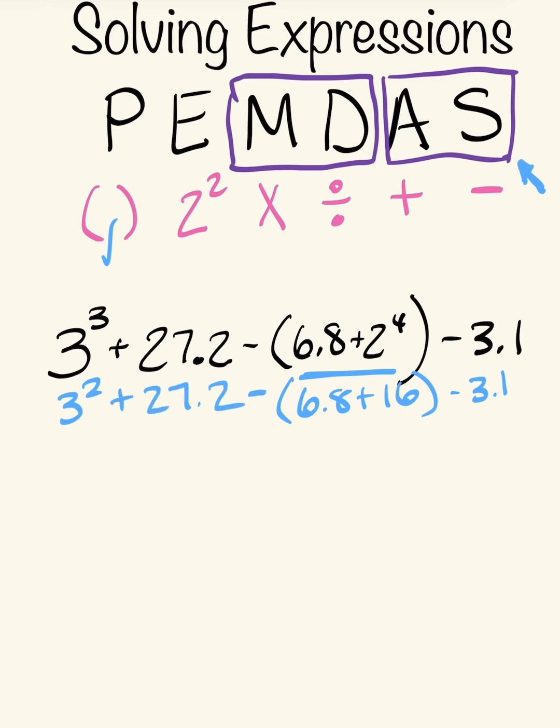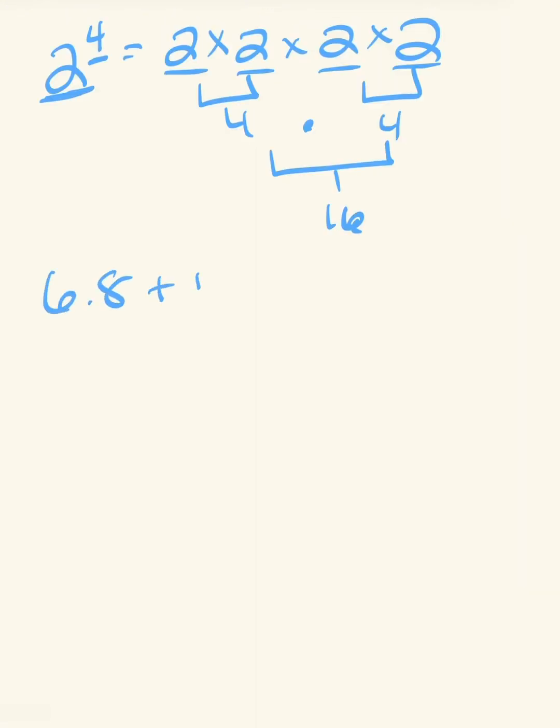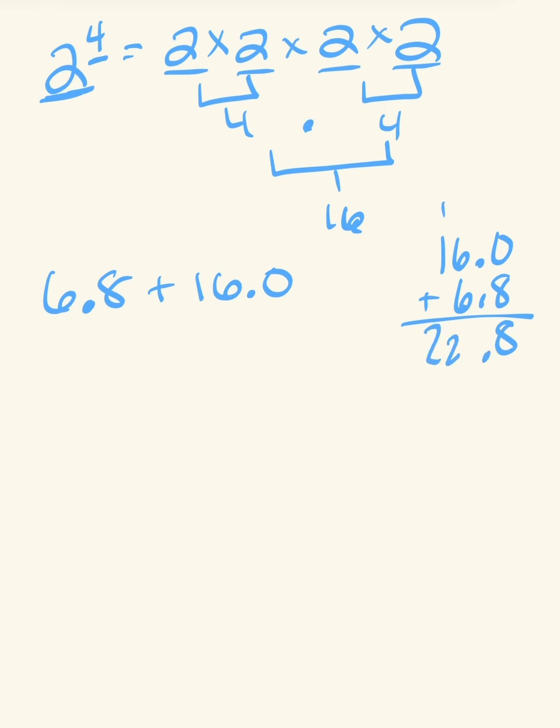Another thing that I think is important is to always rewrite your problems as you complete each step. 6.8 plus 16 is the next thing that we need to solve. Because I'm adding and there's a decimal here, I need to make sure to add a decimal and 0, which does not change the value, before I start. So 16.0 plus 6.8, I'm lining this up. That gives me an answer of 22.8.